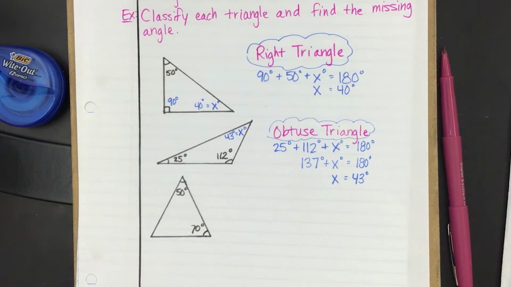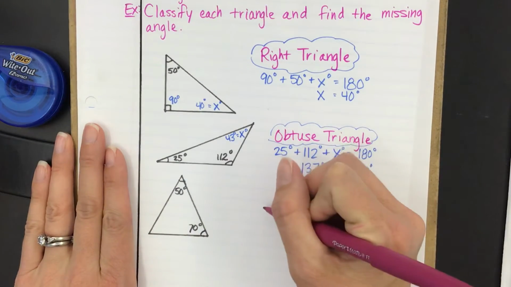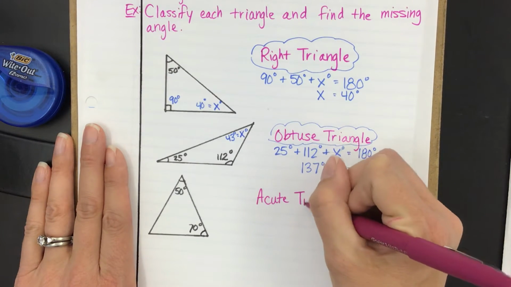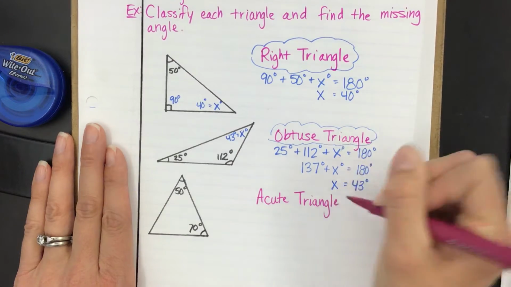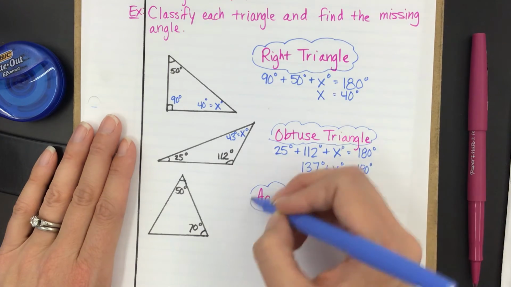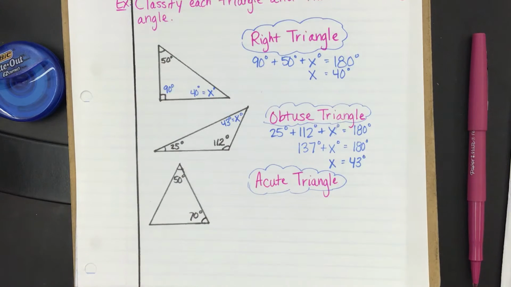Can anyone guess what this last triangle is called? Green. Acute. Acute triangles are the cutest ones. So dainty, right? All right. So this triangle is an acute triangle. Okay. And an acute triangle has all the angles under 90 degrees. Okay, so all the angles are going to be less than 90 for an acute triangle.